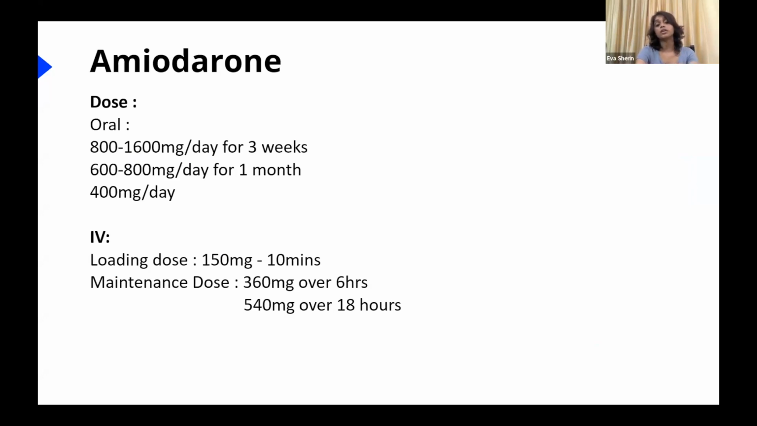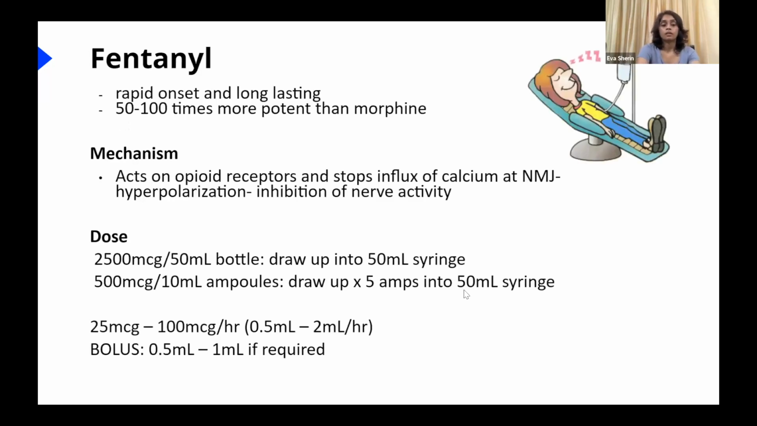If you're giving it IV, then you'd have to give 150 milligrams in the first 10 minutes, and see how the heart rate is. And then once you know that it's achieved, if it's not achieved, you have to think about the drug. If it's been achieved, come back to the maintenance dose of 360 milligrams infused over 6 hours, and then 540 milligrams infused over 18 hours. Then fentanyl.